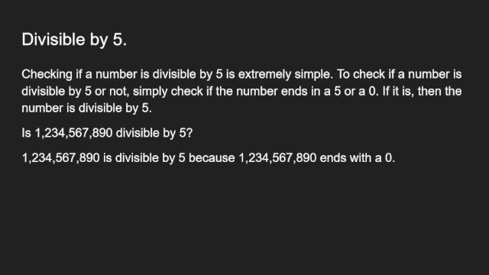Divisible by 5. Checking if a number is divisible by 5 is extremely simple. To check if a number is divisible by 5 or not, simply check if the number ends in a 5 or a 0. If it does, then the number is divisible by 5. Is 1,234,567,890 divisible by 5? 1,234,567,890 is divisible by 5 because 1,234,567,890 ends with a 0.